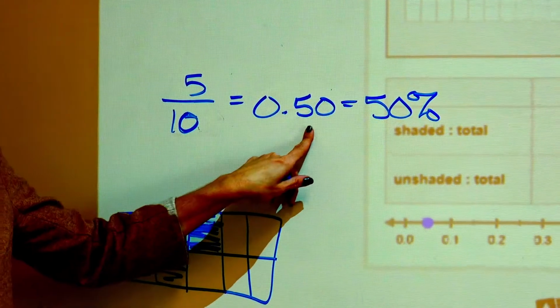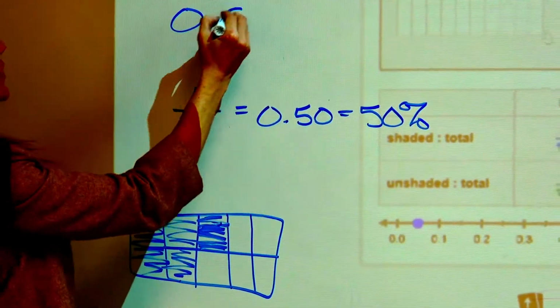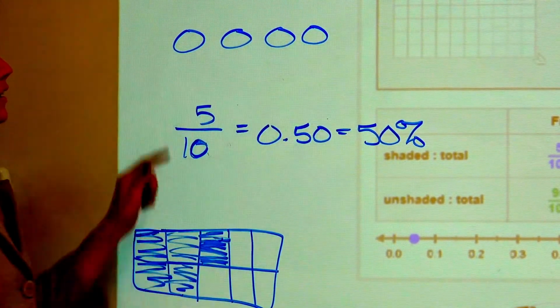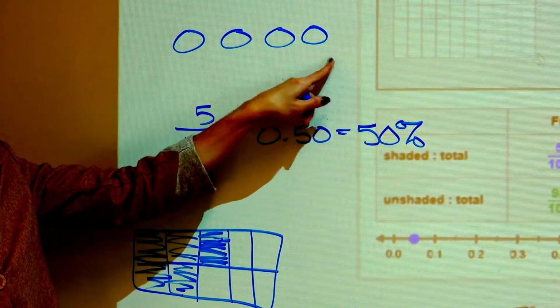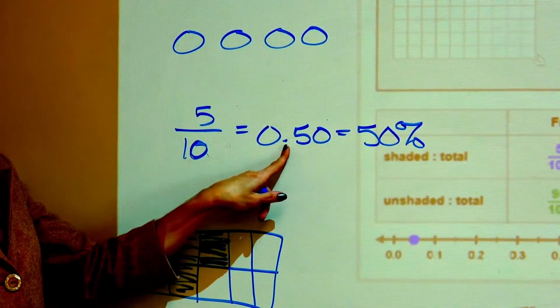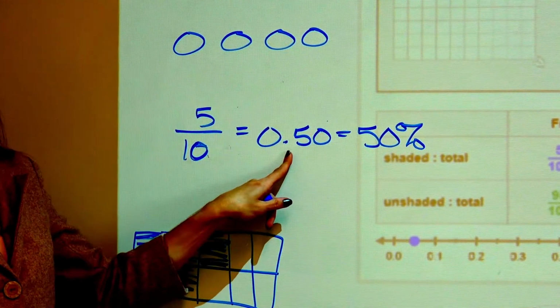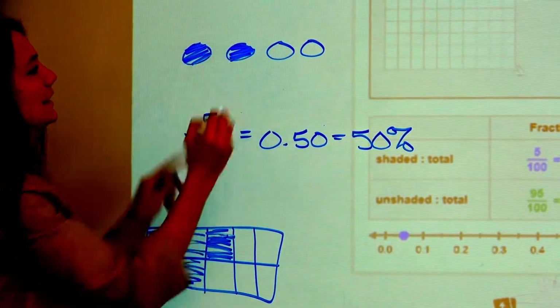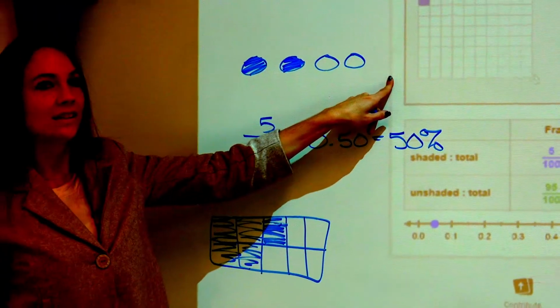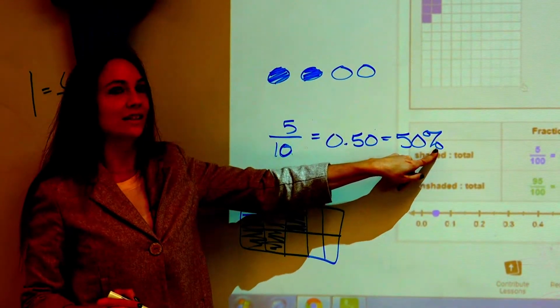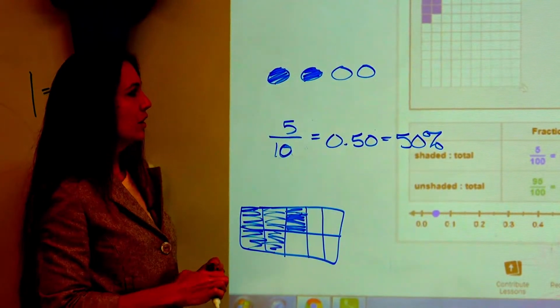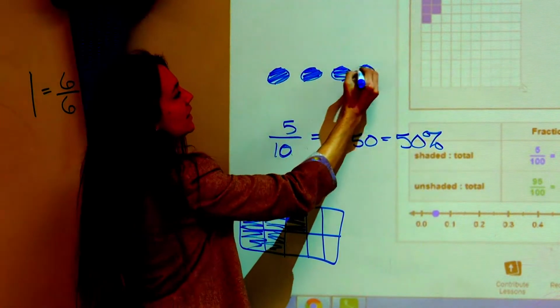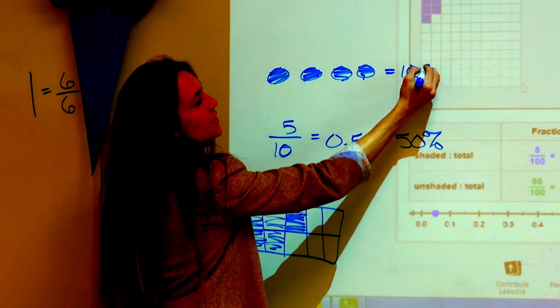I like to think in change. So if I have a whole dollar, $1, to me, I just think of 50 cents when I see this. That's half my dollar, 50% of my dollar. A whole dollar is 100%.